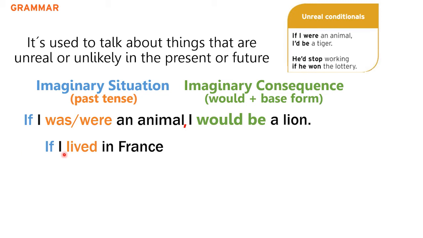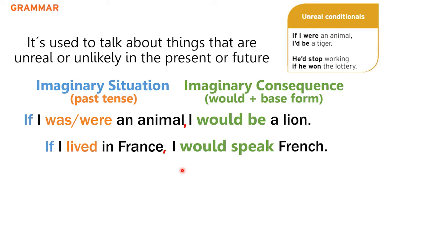Another example, if I lived in France, I would speak French. And here we have the comma. This is unreal because I don't live in France, so I don't speak French. Alright? Well, as you can see, this is the affirmative form to do it.